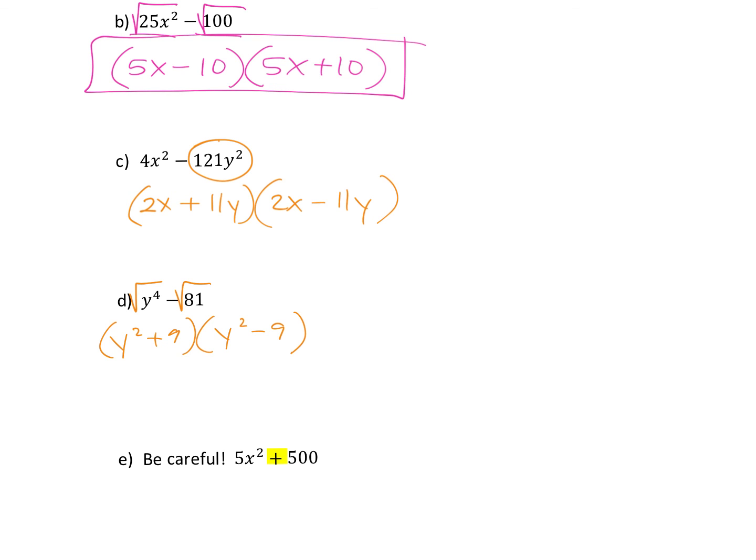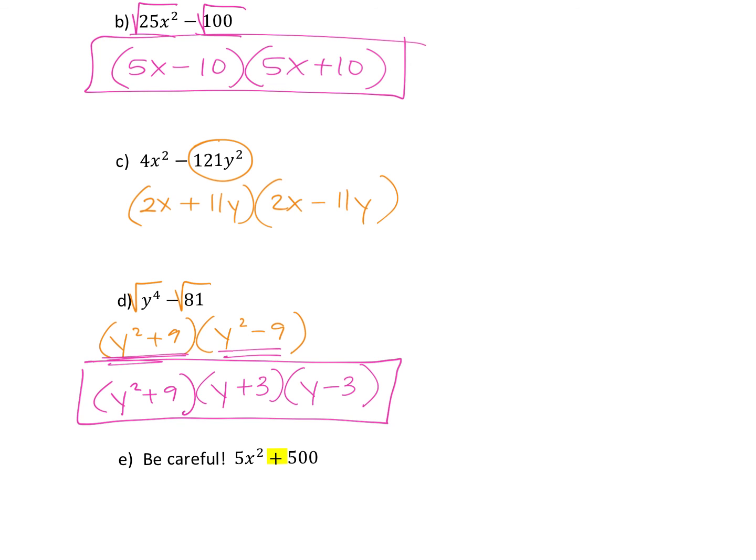This is actually y plus 3 times y minus 3, right? So this we can't simplify. There is no sum of squares simplification. We can't do anything with the y squared plus 9. So that has to be y squared plus 9 times y plus 3 times y minus 3.